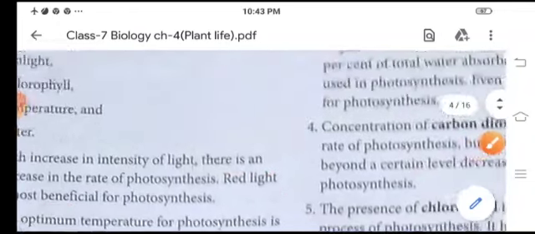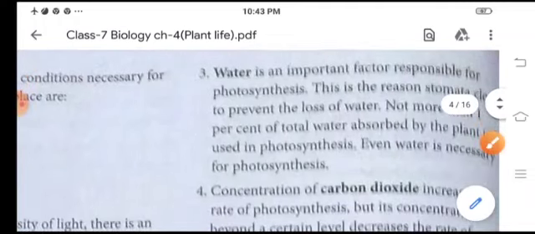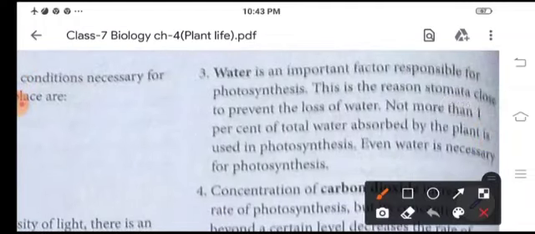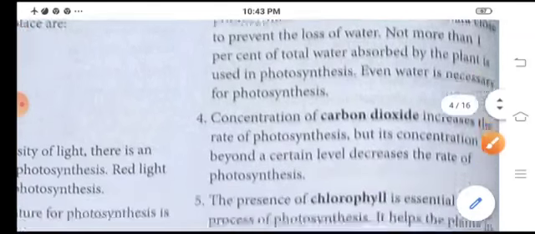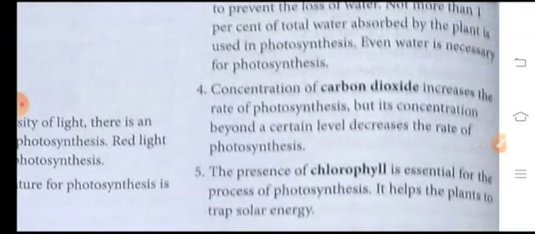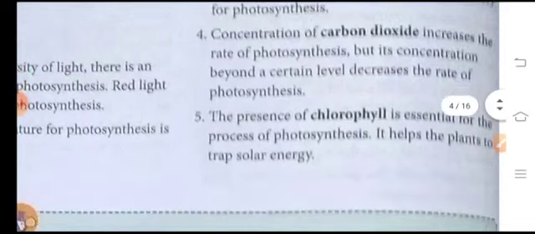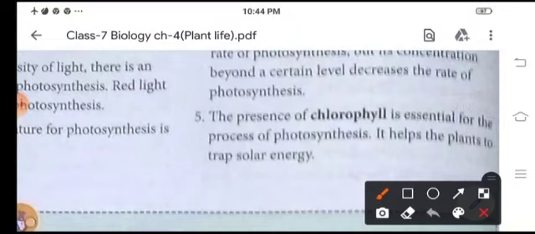Water is also necessary for the photosynthesis process. So this is the reason that stomata close to prevent the loss of water. Only 1% of the total water absorbed by the plant is utilized in the photosynthesis process. Now the concentration of carbon dioxide also increases or decreases the rate of photosynthesis, but beyond a certain level there is a decrease in the rate of photosynthesis if the carbon dioxide concentration exceeds. Now the presence of chlorophyll is also essential for the process of photosynthesis because chlorophyll helps the plant to trap the solar energy.